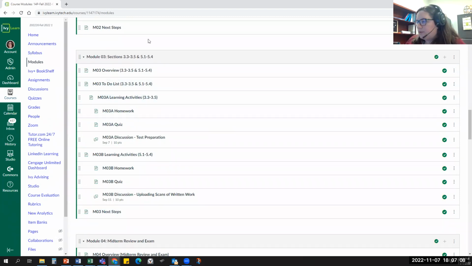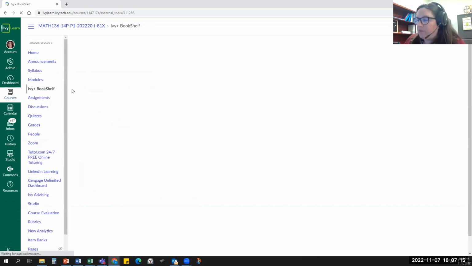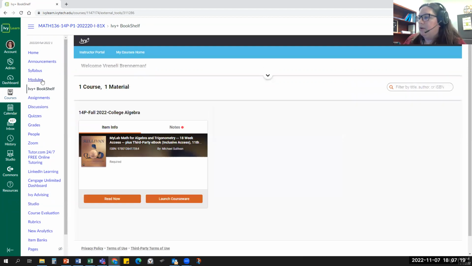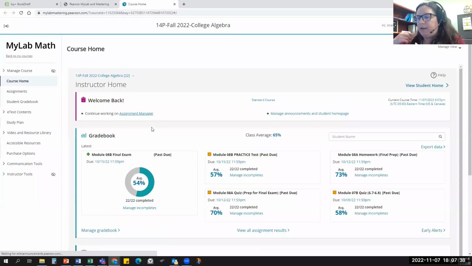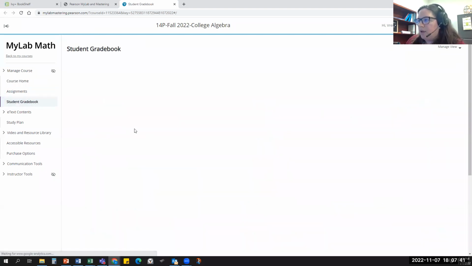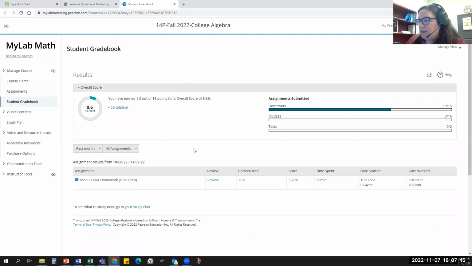All right, so I'm just going to start working through, and I'm going to open this up. This is good to be aware of: you can do your homework within IvyLearn, but if you go to the Ivy Plus bookshelf, launch courseware, and open that in MyLab and Mastering, then you can go to past homework and do it in review mode. You have the study plan, so you have different things. If you go to your student grade book, you can look at those homework assignments that you've done in the past and review. So if you missed a homework assignment or want to go back, especially as you're preparing for the midterm exam and the final exam, you can go back to past homework assignments, and then the study plan is also a good resource.